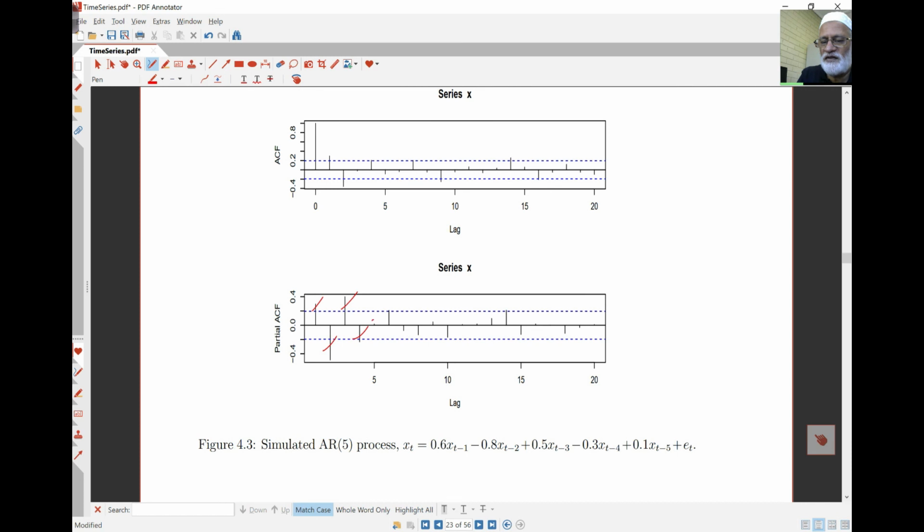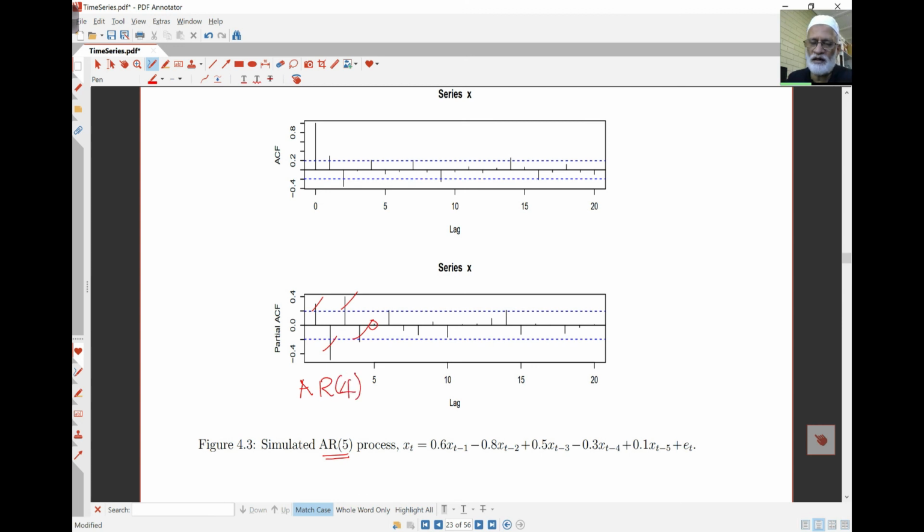Not the fifth. The fifth is actually quite small for some reason, but maybe the sixth as well. But I would ignore everything beyond, say, 4 or so here. So while I actually have an AR5 process here, by looking at the partial autocorrelation function, it looks like an AR4 process.